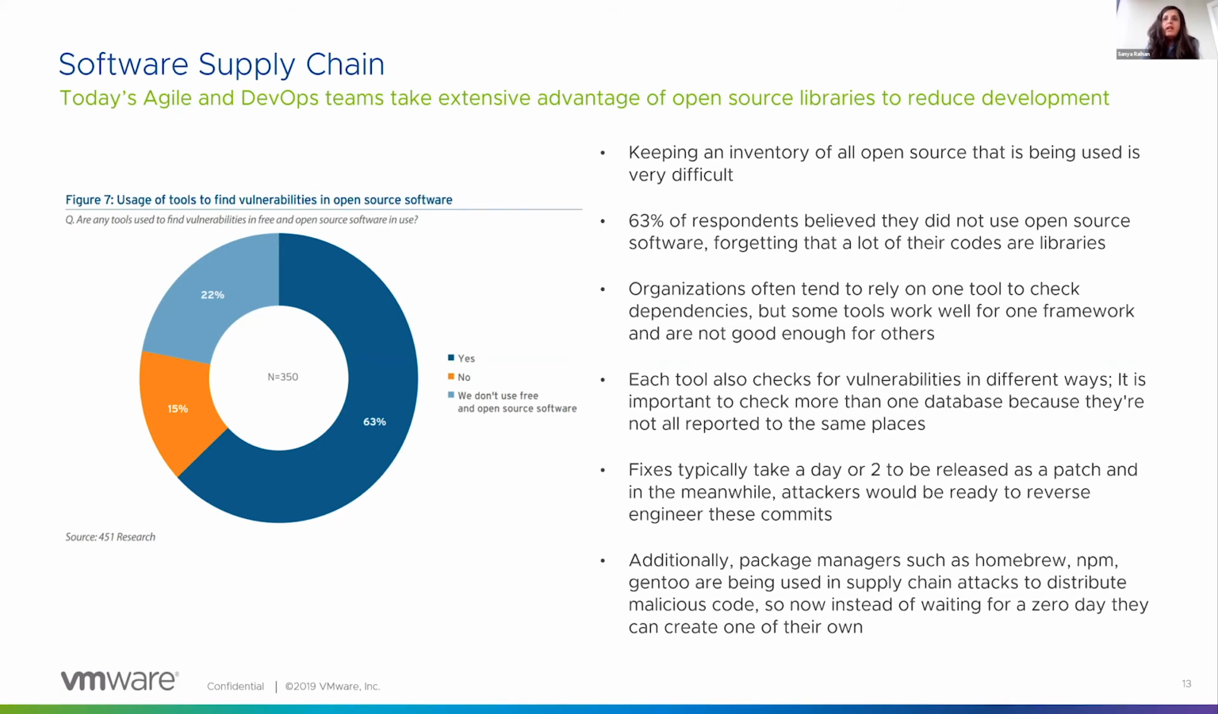There's also evidence that the level of open source adoption does correlate to DevOps success in general, but this comes with a bunch of interesting problems. Keeping an inventory of what open source is being used is sometimes a big problem. A lot of companies think they don't use any open source or dependency, but that's not true. A lot of their code is libraries, which people just forget are third party, sometimes something as basic as jQuery. Also, a lot of the time they rely on one tool, which works well with one framework maybe, but it's not as good for another one.